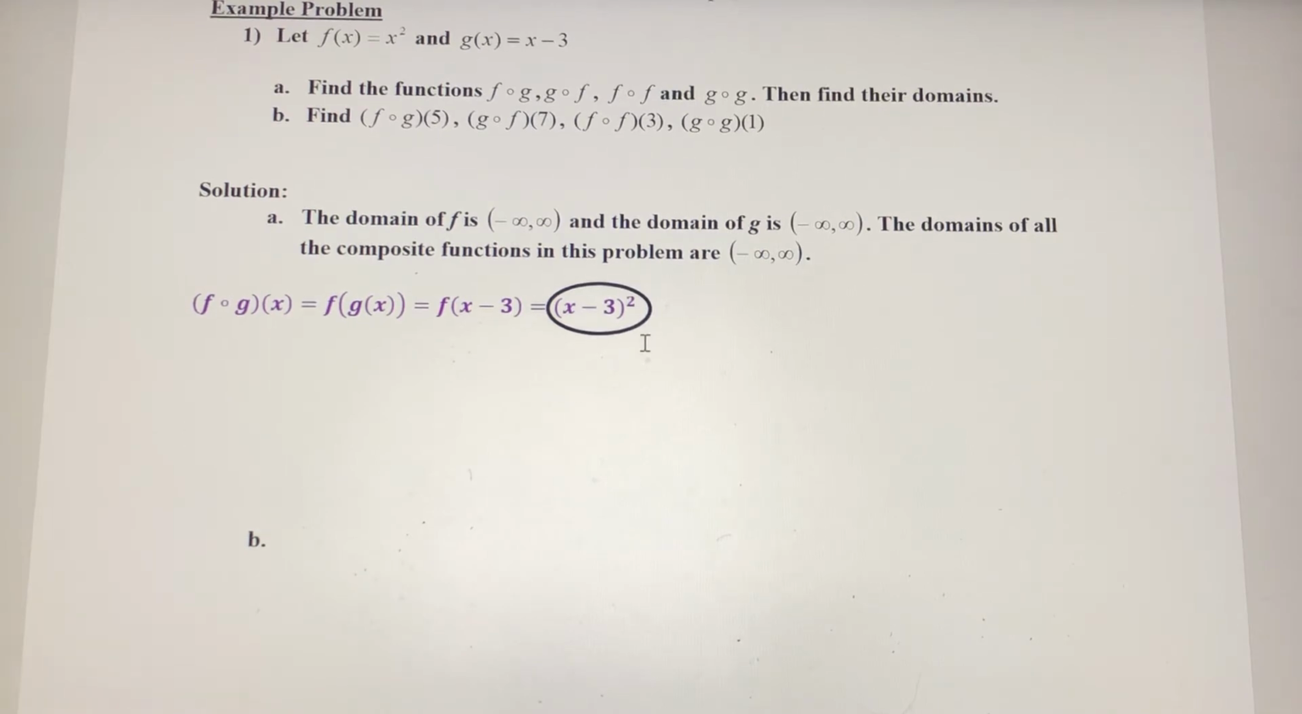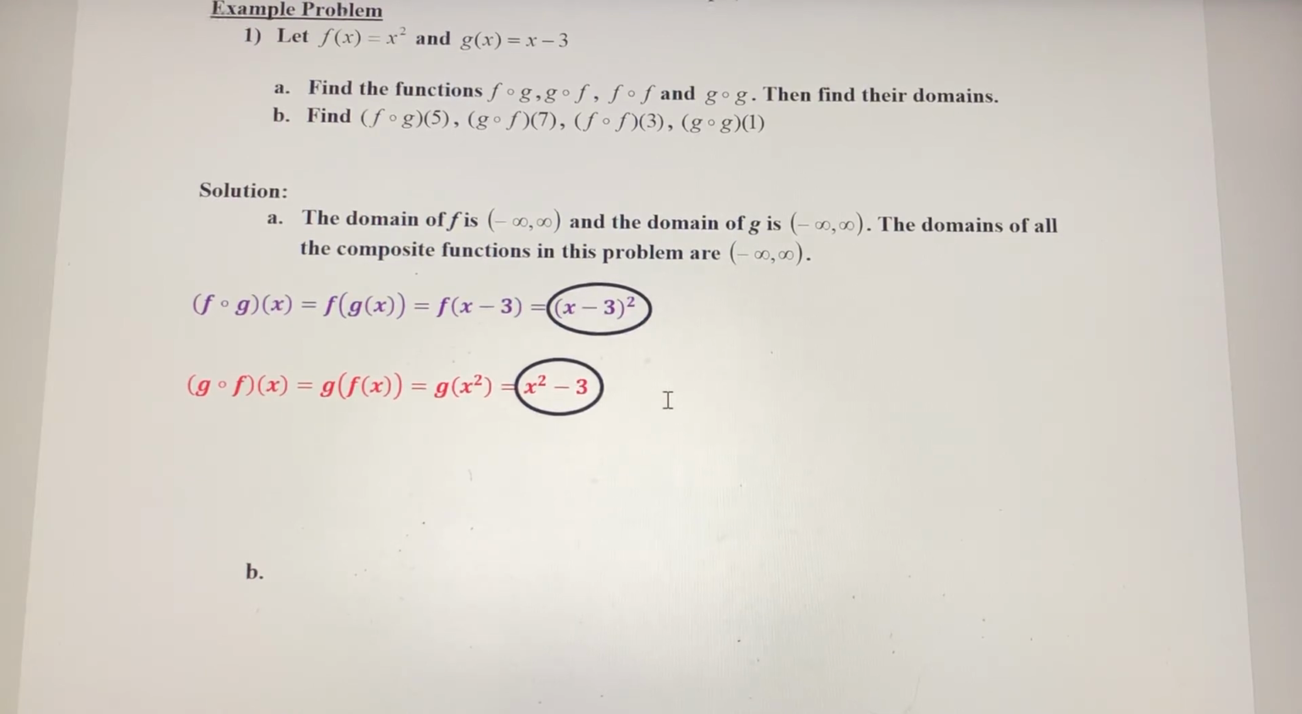Next, let's find g of f. Again, the notation is a little different, but it means the same thing. G of f just means we have function g, and we're going to evaluate it for whatever f of x is. Well, f of x is x squared. So I'm going to find g of x squared, replacing x in function g with that x squared value. When I do that, I get x squared minus 3. There's nothing I can do there; I can't factor that even if I wanted to.